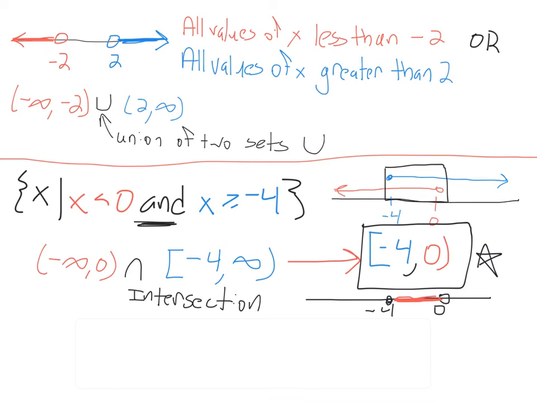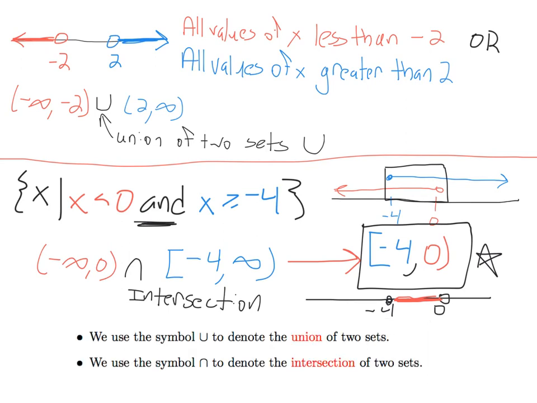So to just recap what we've talked about in these two examples, when we have an or, like in the first case, we use the union symbol, and that's the U to denote a union of two sets. And in the second example, when we talk about the intersection of two sets, so all values that fall in both one and in a second set, we use the intersection symbol.